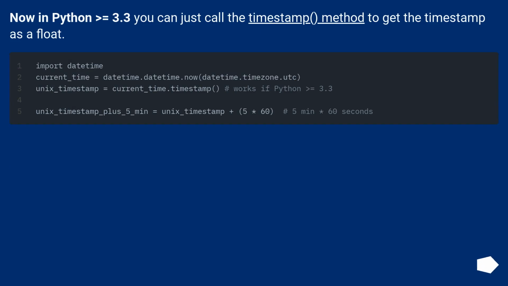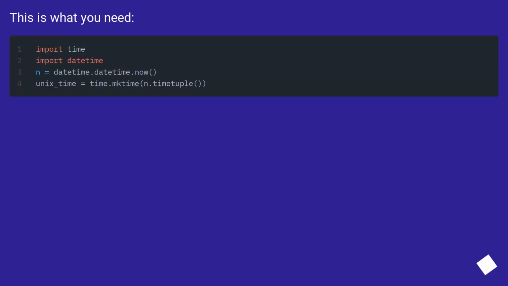Now in Python greater than or equal to 3.3, you can just call the timestamp method to get the timestamp as a float. This is what you need.